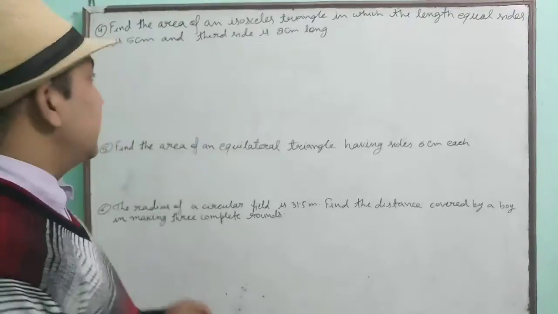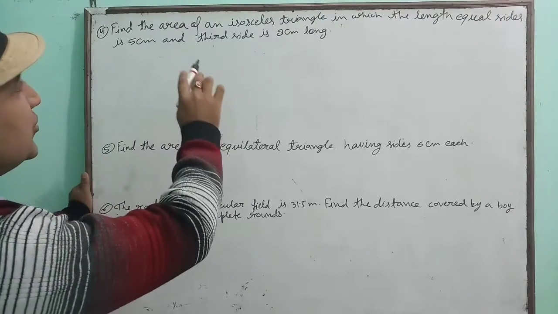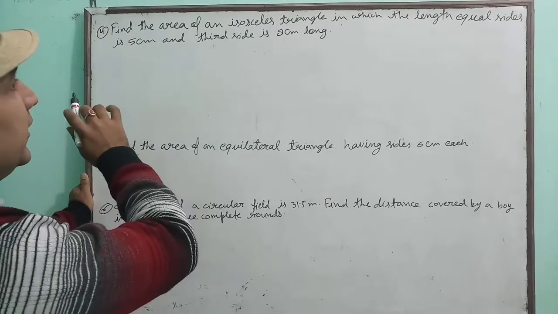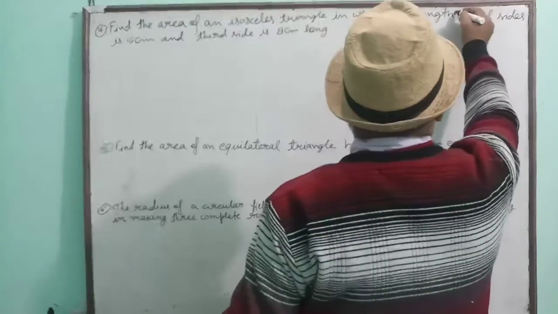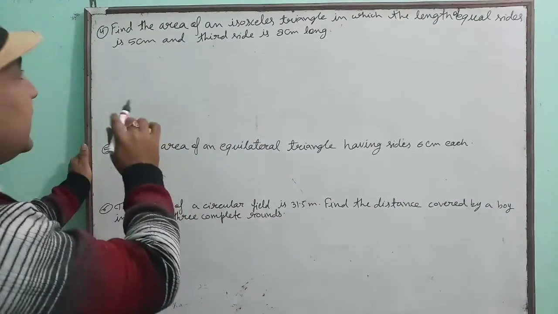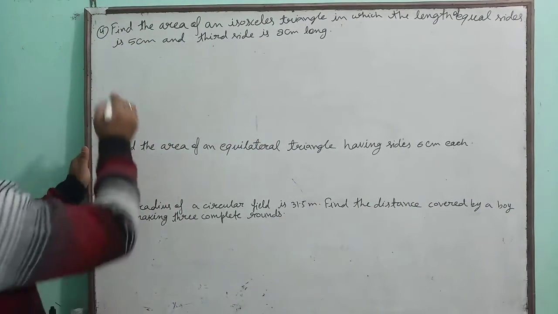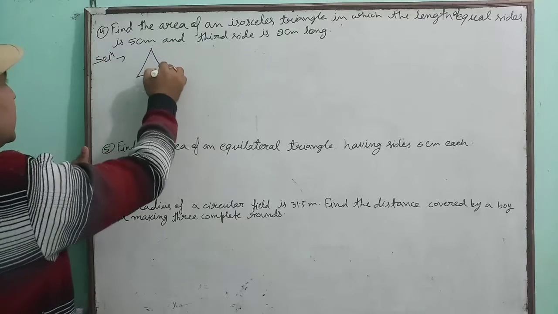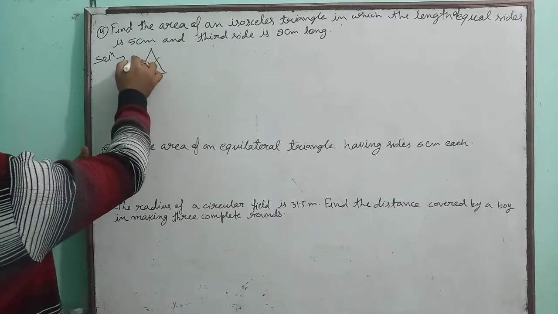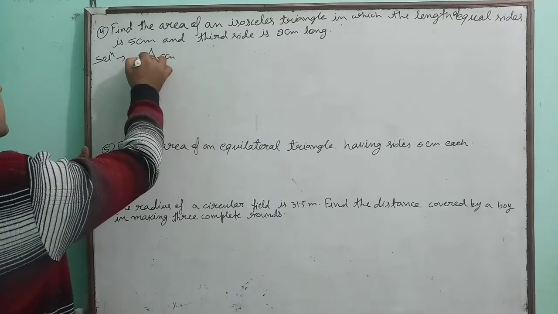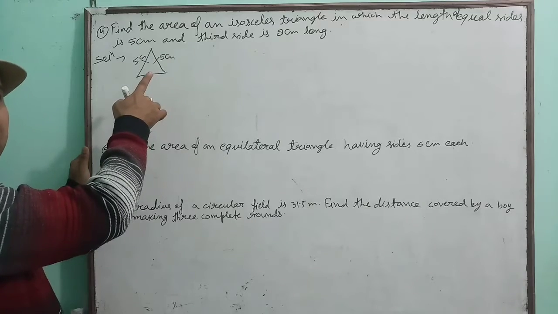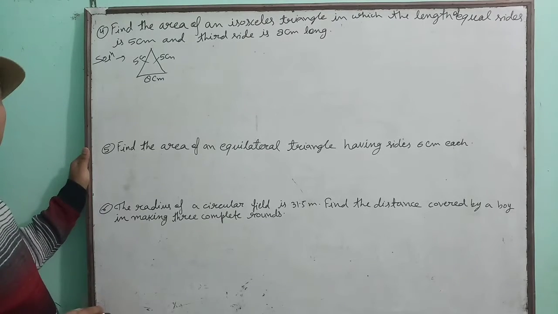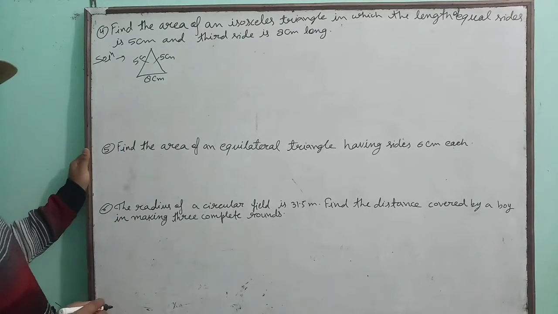Okay children, now see question number 4. Find the area of an isosceles triangle in which the length of equal sides is 5 centimeter and third side is 8 centimeter long. See carefully children, very important question it is. Suppose this is the isosceles triangle in which these two are the equal sides, which length is 5 centimeter each, and the third side is this one, this is 8 centimeter.